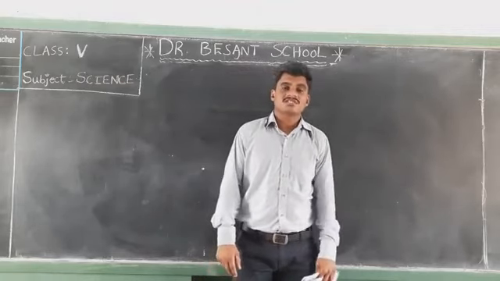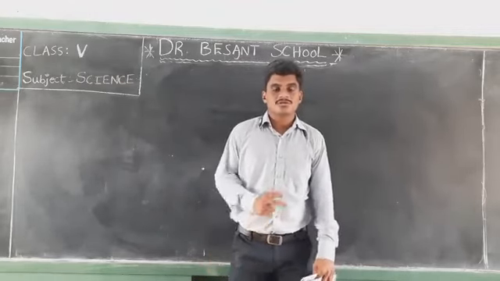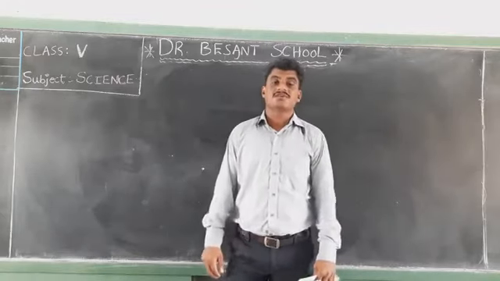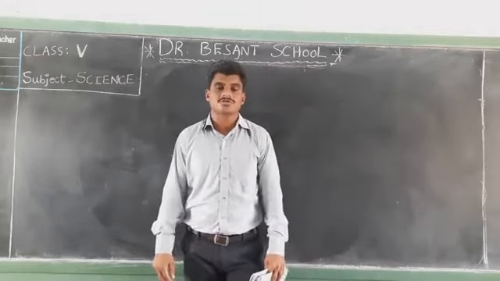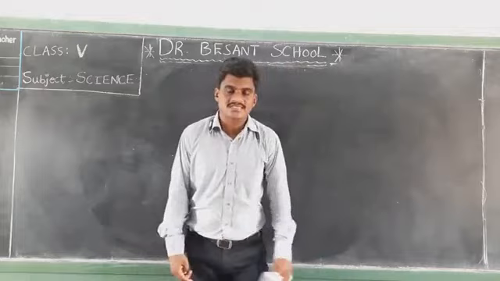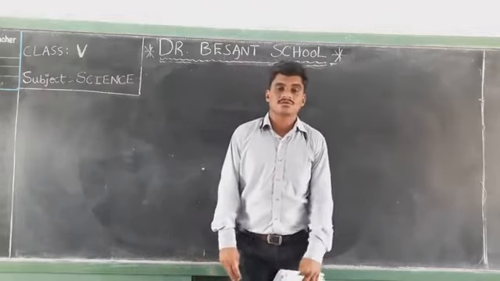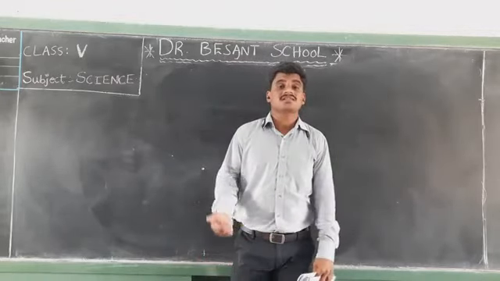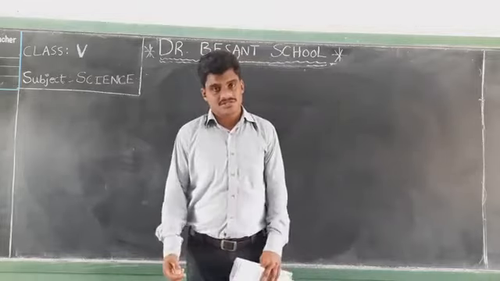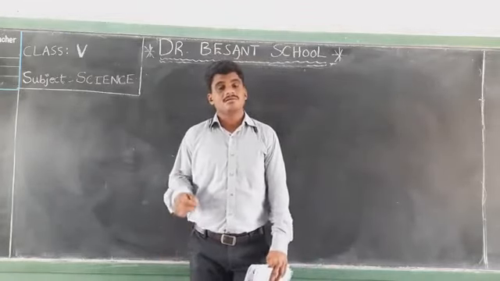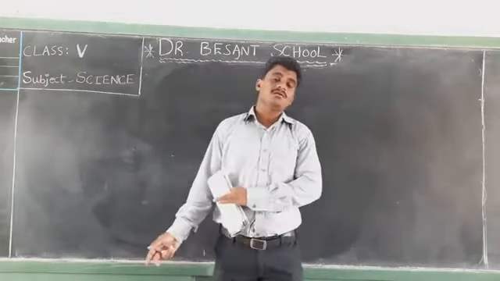Children, we started the nervous system. You know that among all the systems, the nervous system plays a very important role because it coordinates other systems. What are the parts associated with the nervous system? Brain, spinal cord, and nerves.